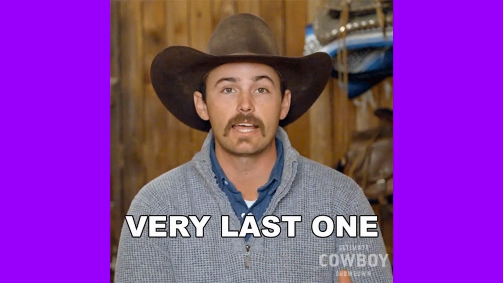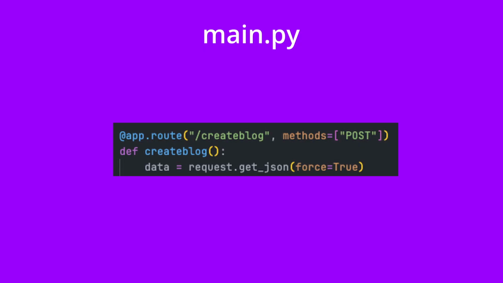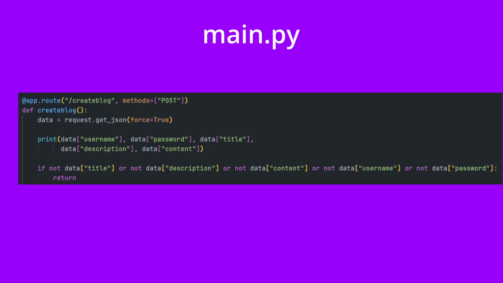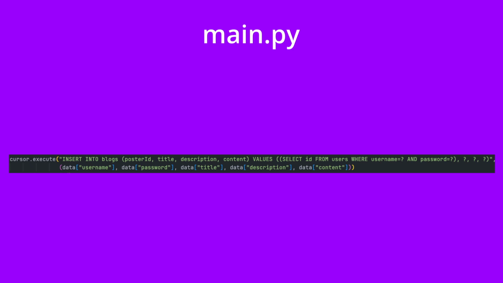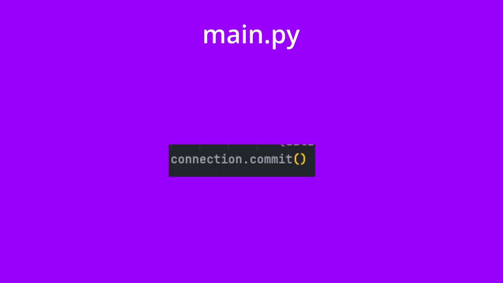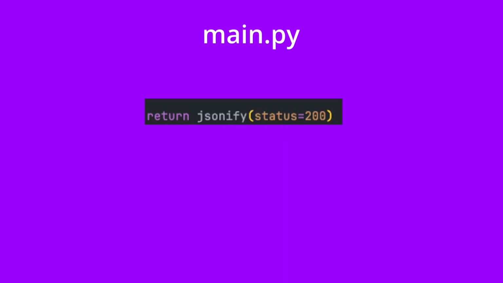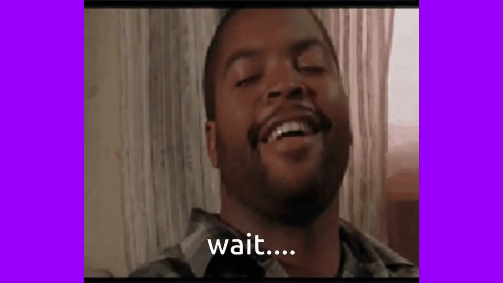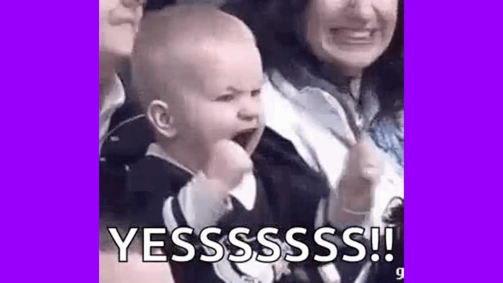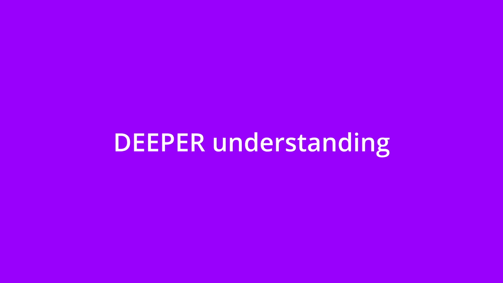The last one, createblog, is dead simple. I get the data from the request, check if the user entered the title, description, content, username, and password, then I use this SQL query to insert it into the database and commit it. Then I return that everything went alright. That's everything. Wait a minute, should you do CS50 or not? I'd say yes. If you're a developer and you want to get a deeper understanding of the basics and lightly touch on database and Flask, basically me, go for it.